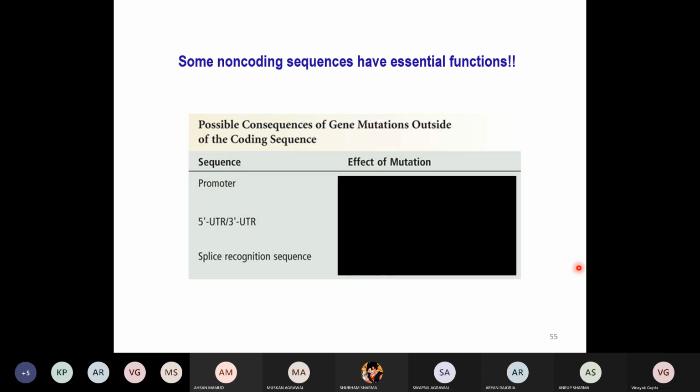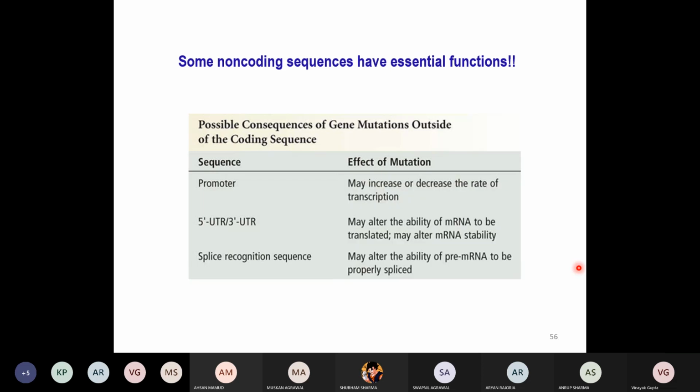What is the effect of having mutation in the 5' UTR and 3' UTR? Sir, these are ribosome binding sites, so it will not bind with ribosome, or it will also affect the rate of translation. Translation, right? Now, last one is the splicing recognition sequence. Okay, this point I will discuss. So you can see here, if mutation is there in the promoter region, it may increase or decrease the rate of transcription. If mutation is there in the 5' UTR or 3' UTR, it may alter the ability of the mRNA to be translated. Basically, it is going to affect the translation or mRNA stability.